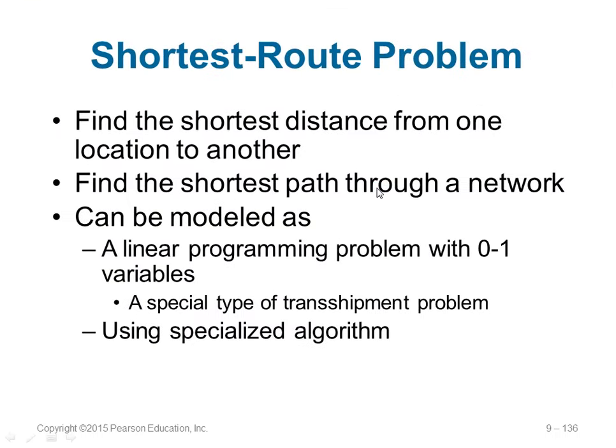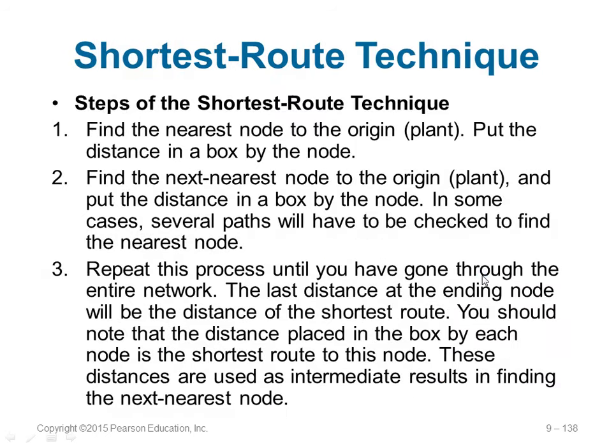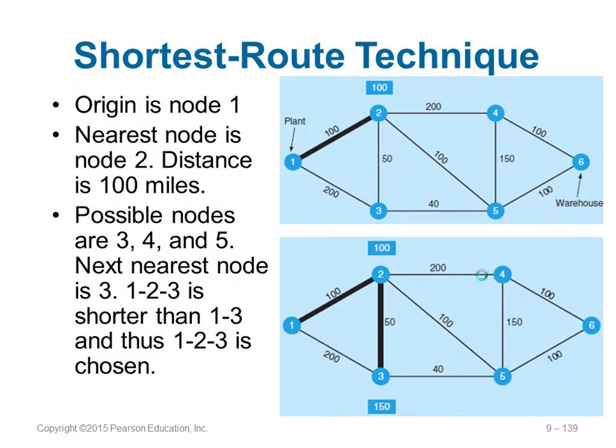Next is called the shortest route problem. Here we want to find the shortest distance from one place to another. This can be modeled as a linear problem with 0 and 1 variables. It's a special type of what is called a transshipment problem. You can also use some specialized algorithms. Here is an example. Somebody wants to transfer some items from a plant to a warehouse, and the cost is also given for each one, and you want to find the shortest distance.